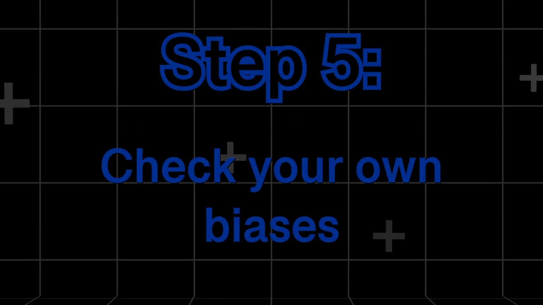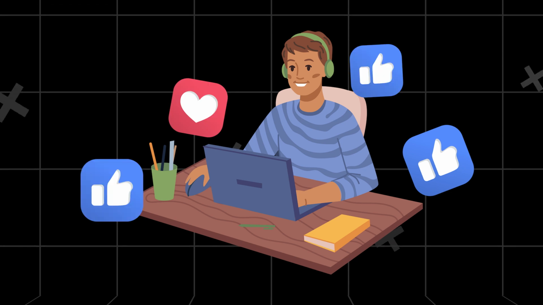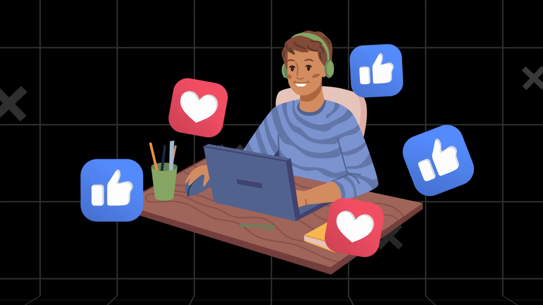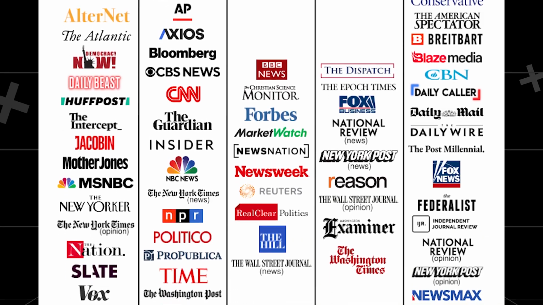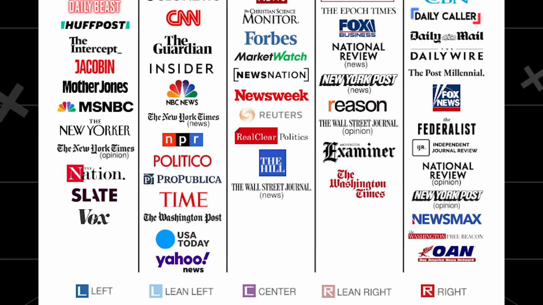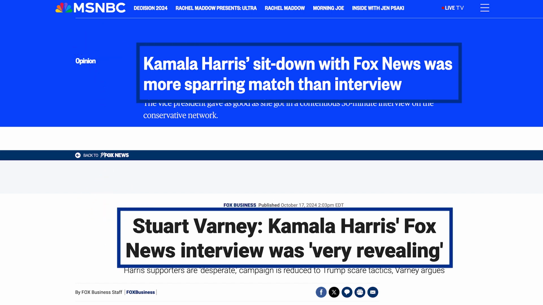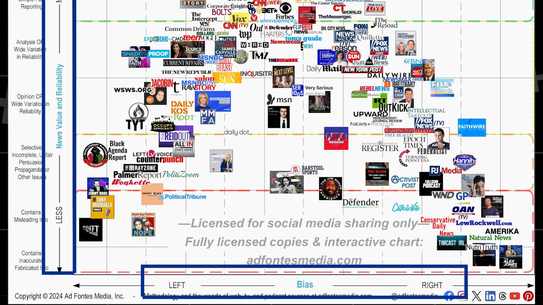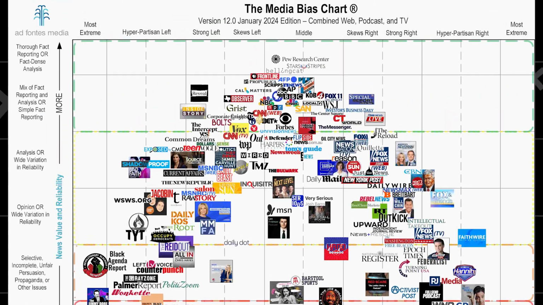Finally, consider your own biases when receiving information. Disinformation is less likely to be caught if the message resonates with the viewer. There are many news channels, podcasts, and organizations that are on different positions on the political spectrum and mixed levels of credibility. As always, check information across different news sources to see if there's a difference in the tone of the stories. You can also use the ad fontes chart to see where media sources stand politically and their credibility.